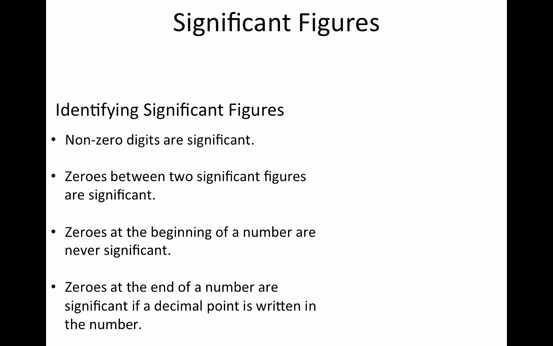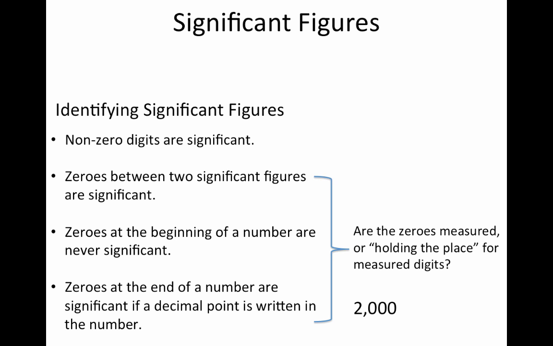We have various rules or guidelines when we're identifying significant figures. But really they come down to the point that when we have a number, it's significant. However, we have a question when it comes to zeros, because within our numbering system, sometimes the zeros are used simply to hold the place for the different measured digits, and sometimes we've actually measured them. With this number here, 2,000, how would we report the number of significant figures in that? What are the zeros really doing?